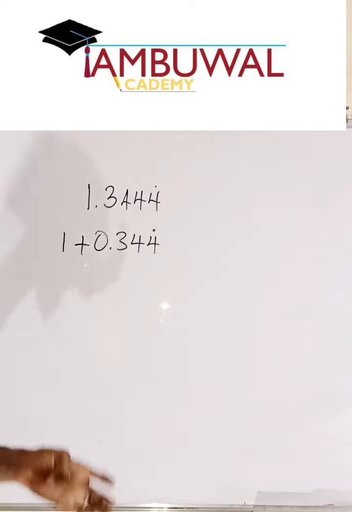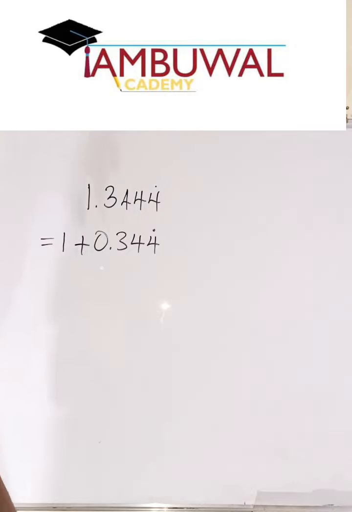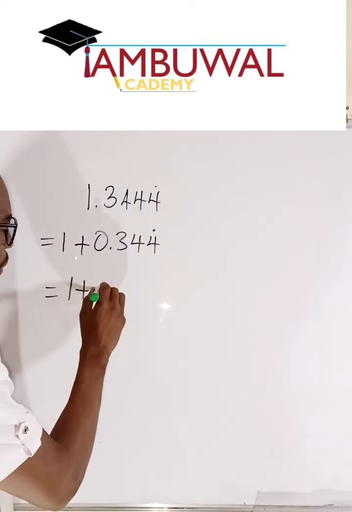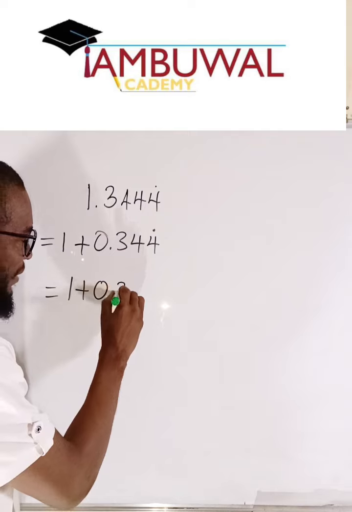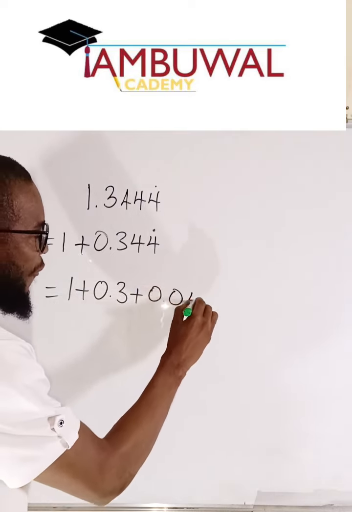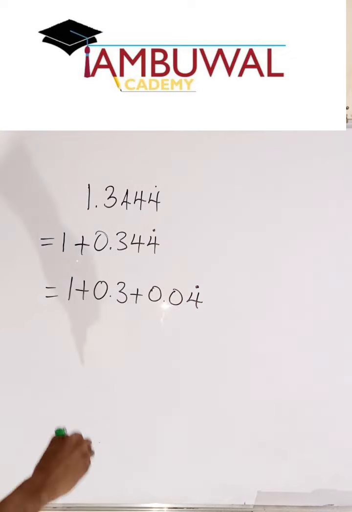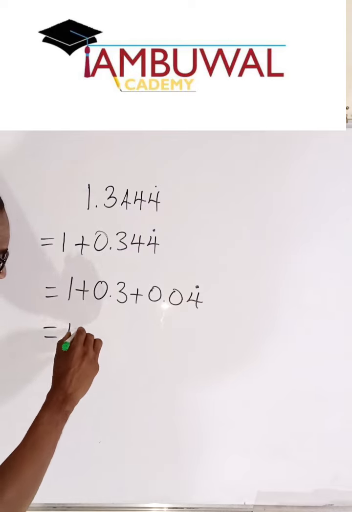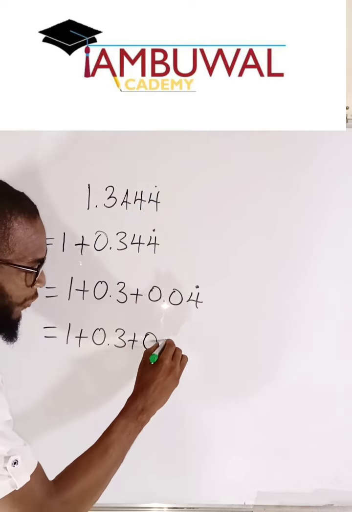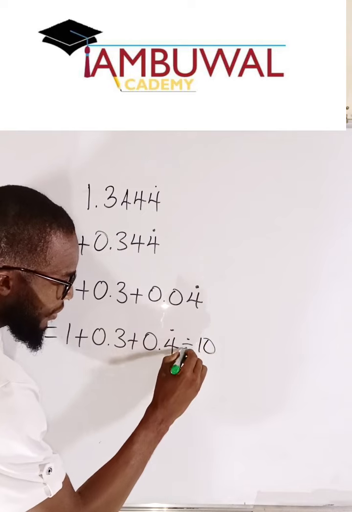0.3444. This and this are the same thing. Let me write an equality sign here. And this also, we can drop it like this. 1 plus, we can write it as 0.3, right? Then plus 0.04444 that keeps on repeating. Can you see we are breaking it down gradually? This is the same thing as 1 plus 0.3 plus 0.4, but you have to divide it by 10, right?